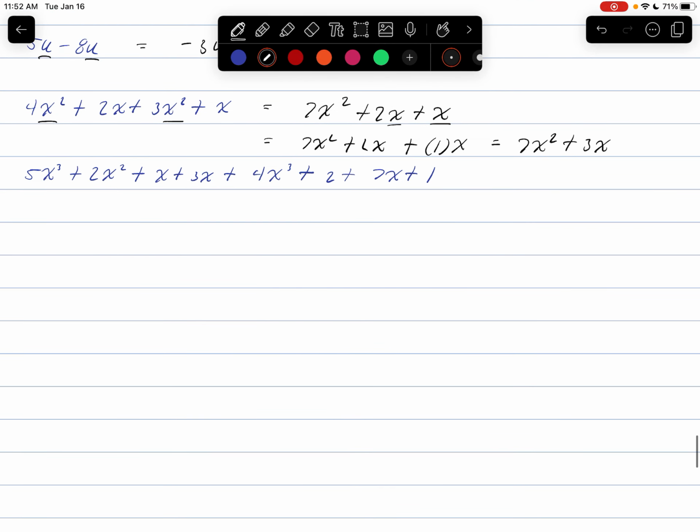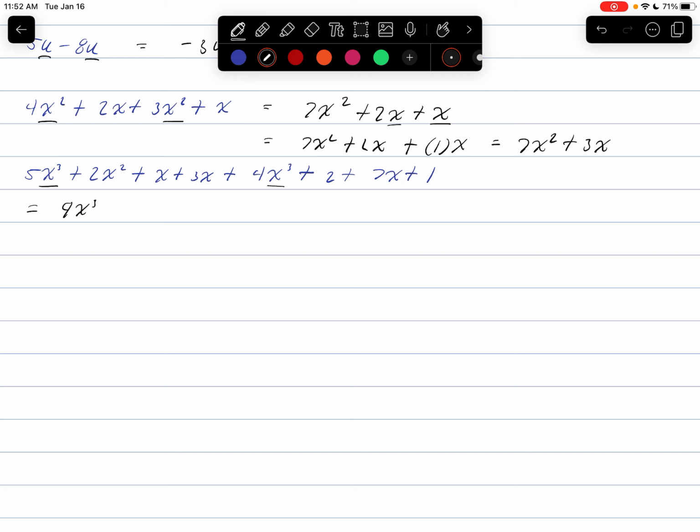So, okay, the first term here is 5x to the third. So let's see if we have any other terms that have an x to the third. Looks like we just have one, and that's 4x to the third here. So we can go ahead and combine those two together, and we're going to end up with 9x to the third, because 5 plus 4 is 9. Okay, let's take a look at the next one.